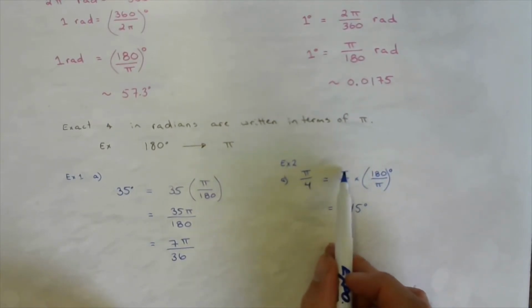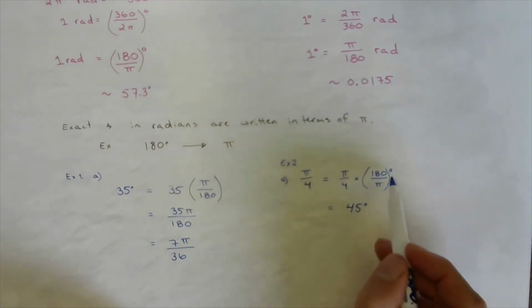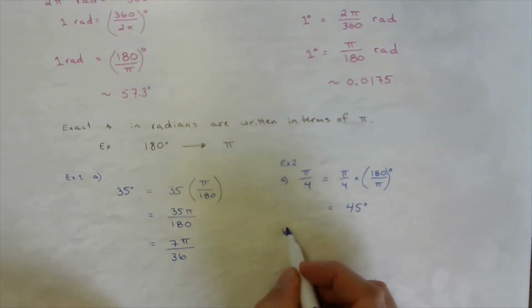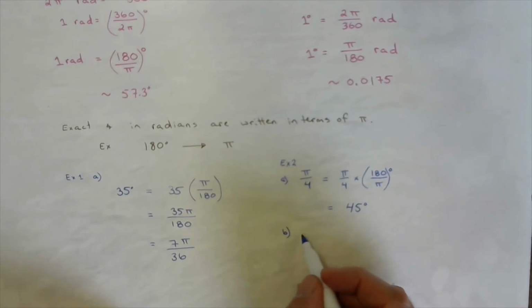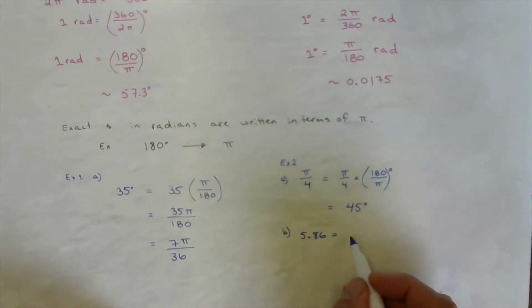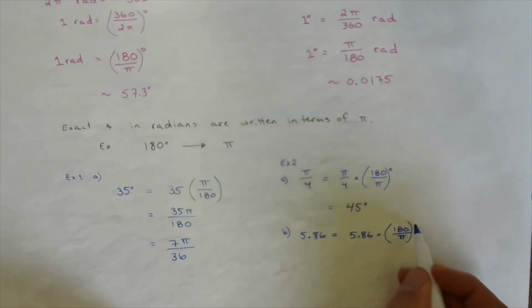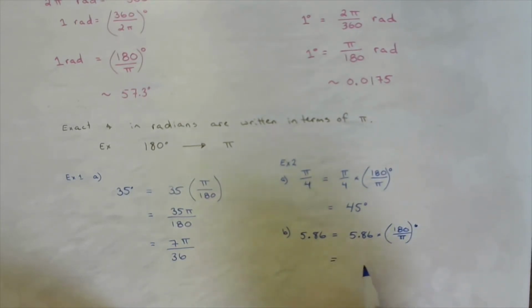You can't say that this times this. I suppose you can because this is really just 1. Anyway, take your degree sign with you. It's 45 degrees. B, we do the same thing with B, which is 5.86 radians. And you're going to take that 5.86 and multiply it by 180 over pi degrees, which in your calculator gets you approximately 335.8.